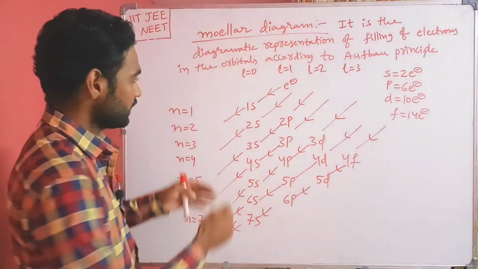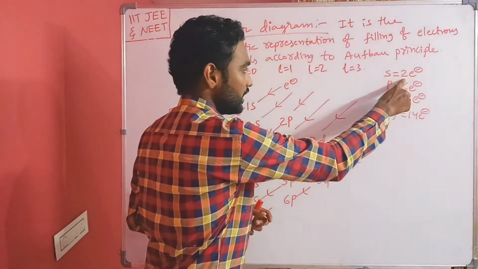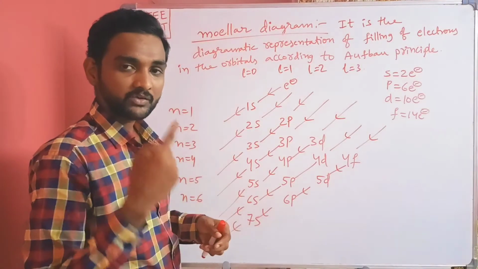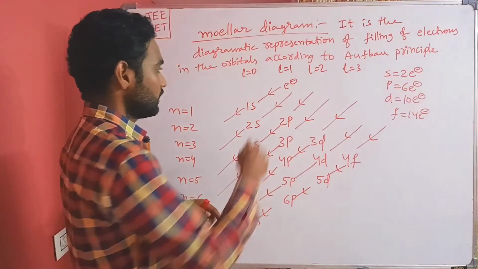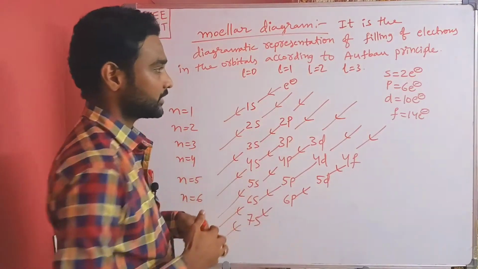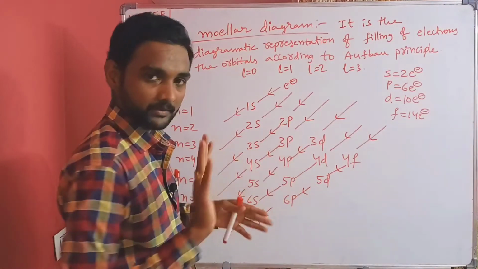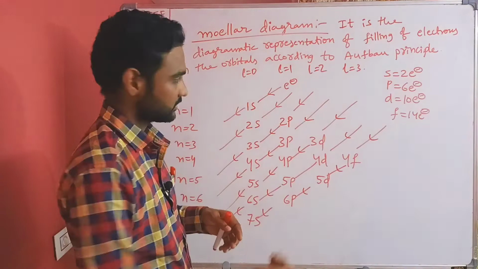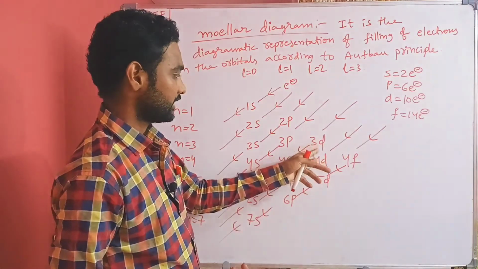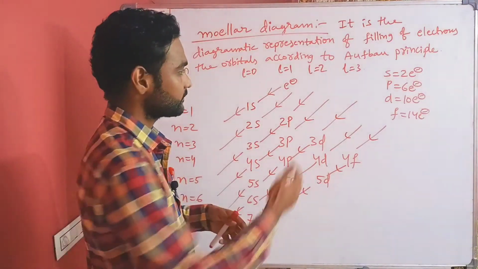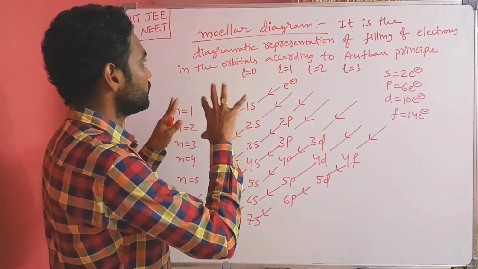Have you understood? Here you have to remember one thing. All s orbitals have a capacity of only 2 electrons, whether it is 1s, 2s, 3s, 4s or whatever. All p orbitals have a capacity of 6 electrons, whether it is 2p, 3p, 4p, anything. A d orbital means 10, whatever the orbital may be, like 3d, 4d or 5d. An f orbital means 14. This is simply about the Moeller diagram.